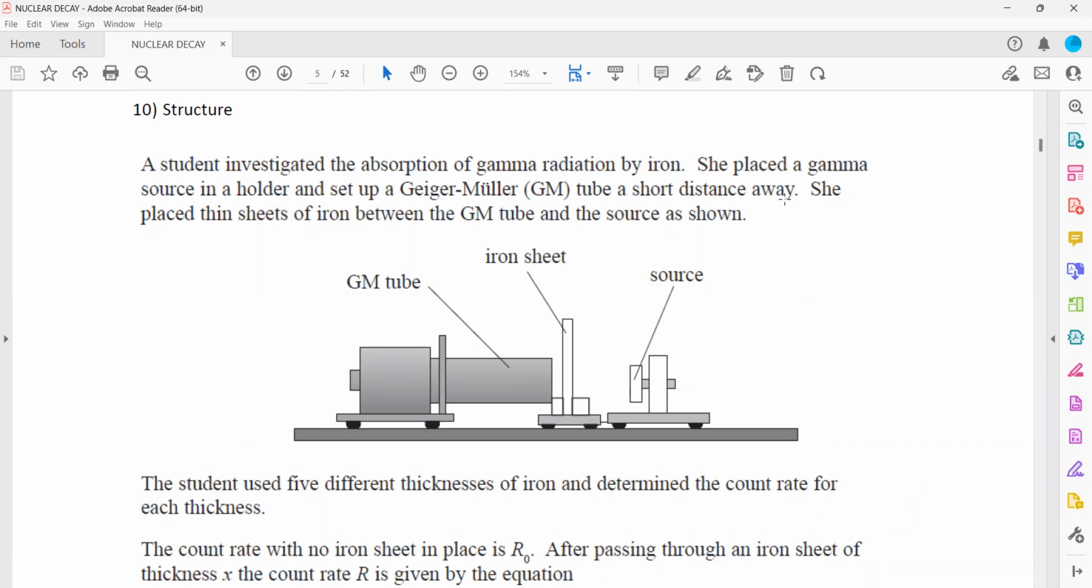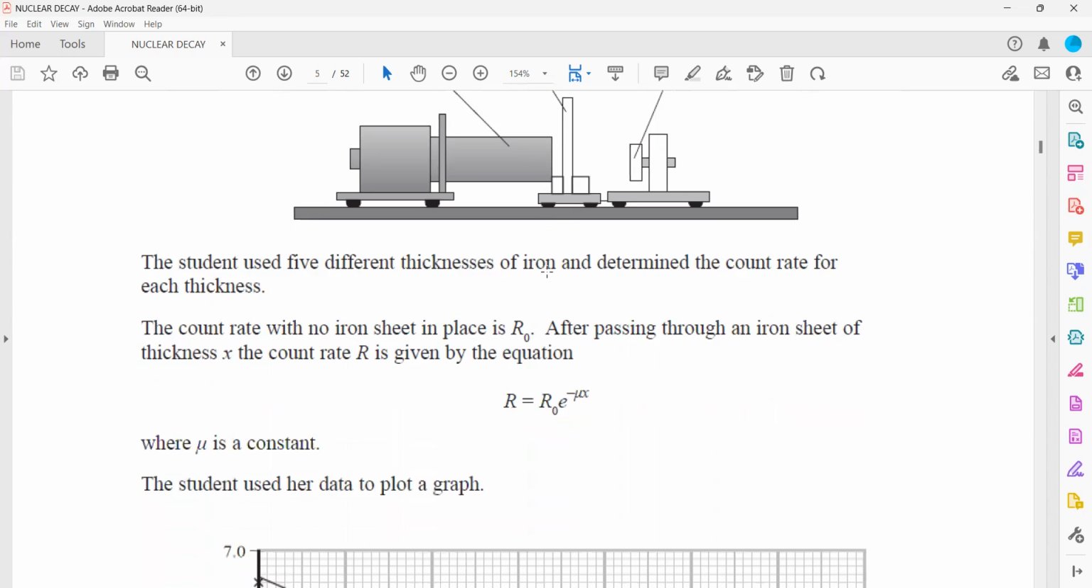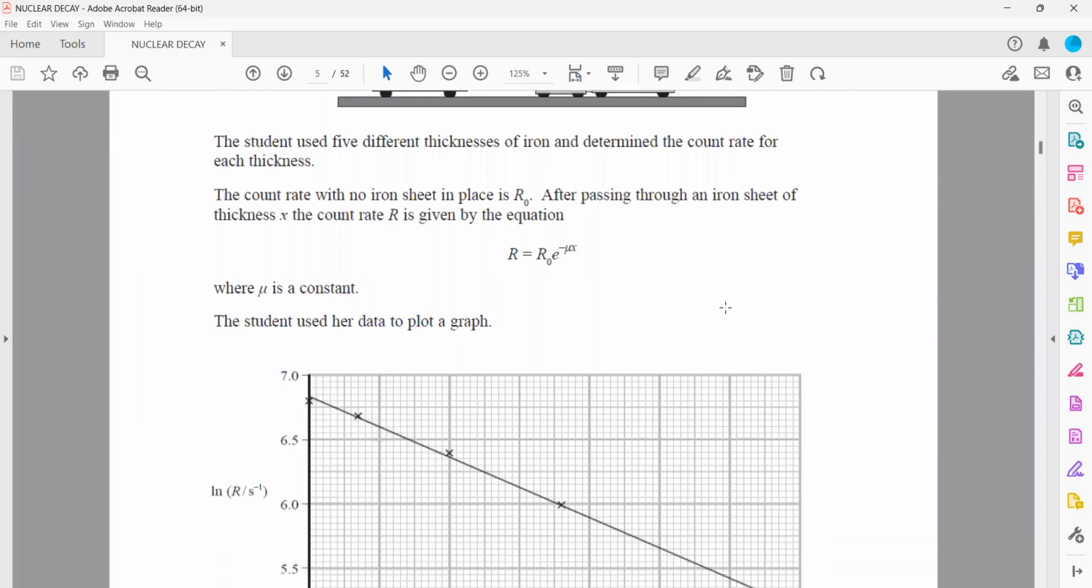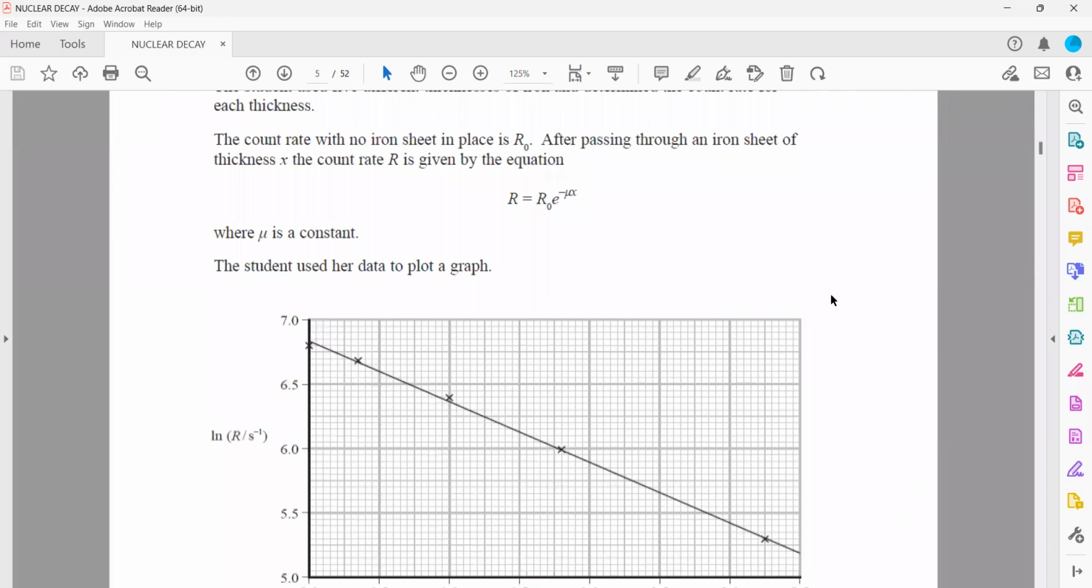She placed a gamma source in a holder and set up a GM tube a short distance away. She placed a thin sheet of iron between the GM tube and the source as shown. The student used 5 different thicknesses, as you can see, to determine the count rate. As the thickness increases, the count rate will decrease as absorption occurs.